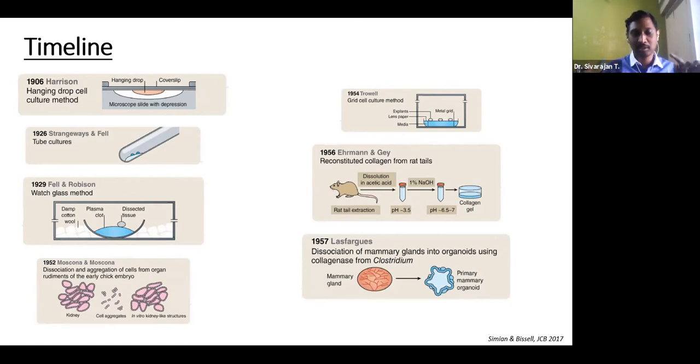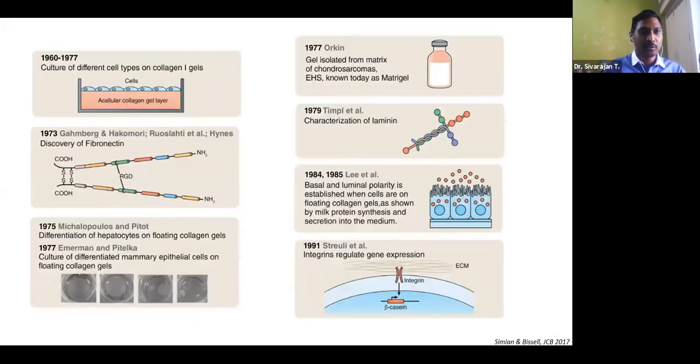And another very important discovery was by Lasfergis, who isolated collagenase. He isolated it from a bacteria called Clostridium histolyticum, and then using that enzyme, he was able to dissociate mammary glands and made mammary organoids out of it. So for the next 10 years, people were having a hands-on with the collagen. So they were trying to do a lot of fine tuning.